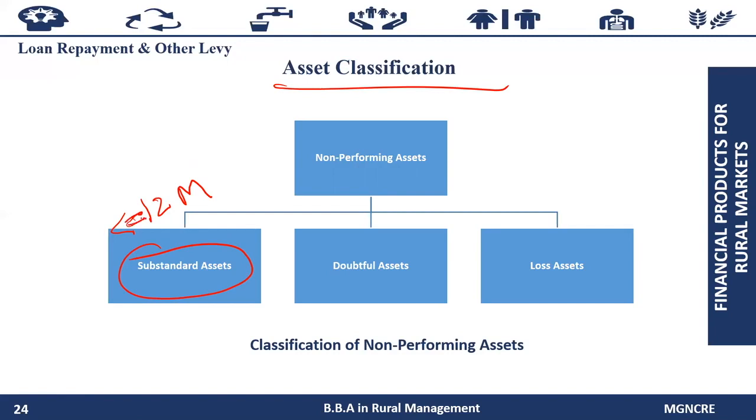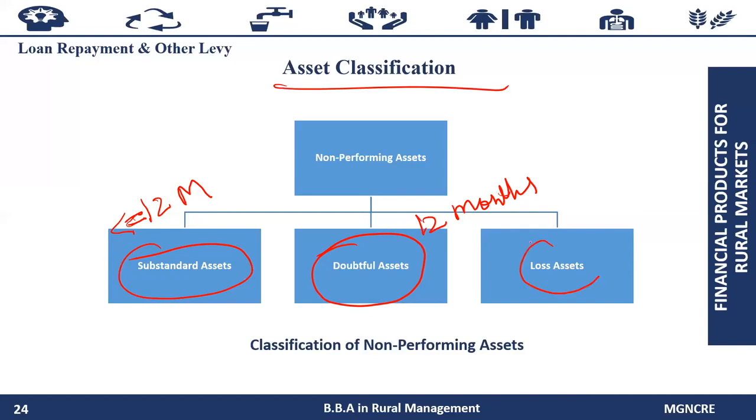Then doubtful assets. An asset is classified as doubtful if it has remained in the substandard category for a period of 12 months. That becomes a doubtful asset.